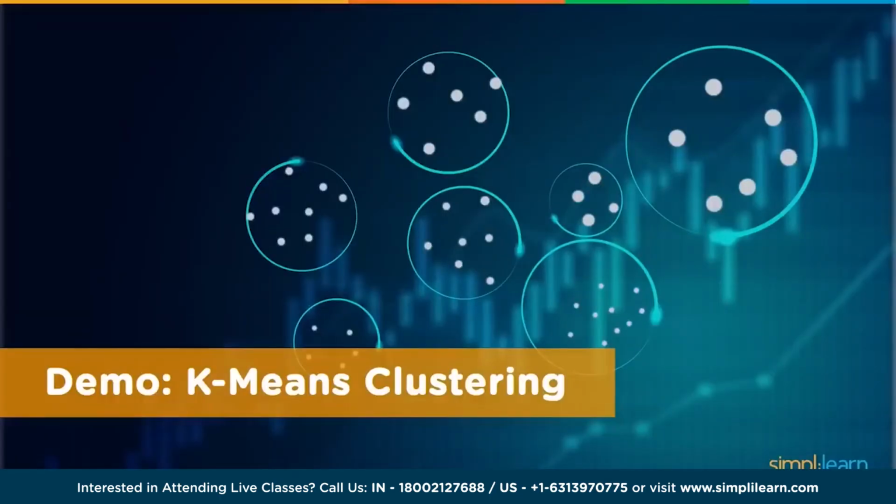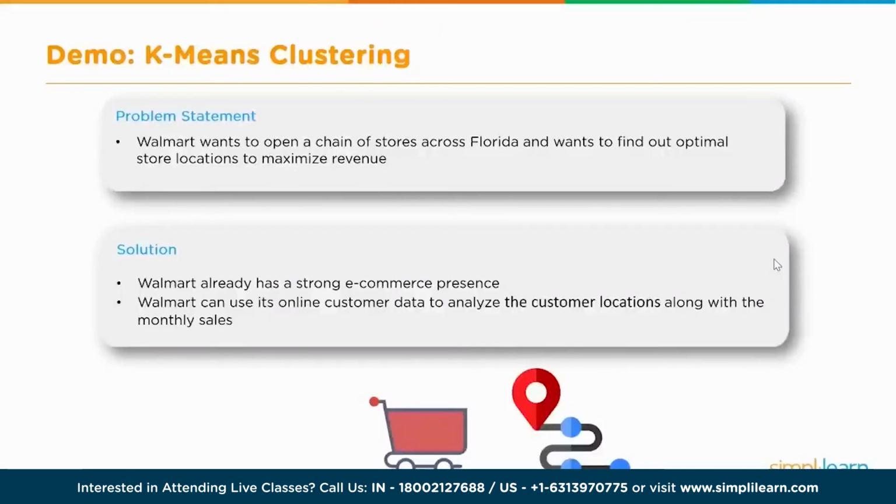Alright, so let's see a couple of demos of k-means clustering. We will actually see some live demos in Python Notebook. But before that, let's find out what's the problem that we are trying to solve. The problem statement is, let's say Walmart wants to open a chain of stores across the state of Florida, and it wants to find the optimal store locations. Now the issue here is, if they open too many stores close to each other, obviously they will not make profit. But if the stores are too far apart, then they will not have enough sales. So how do they optimize this?